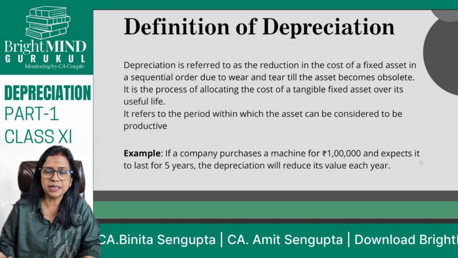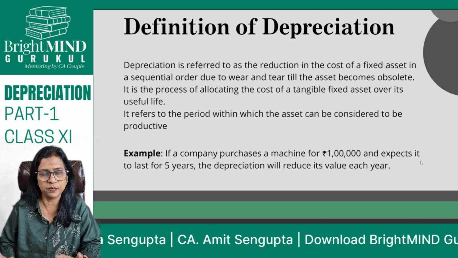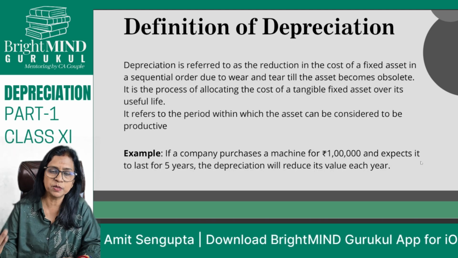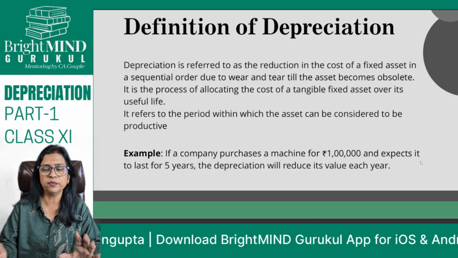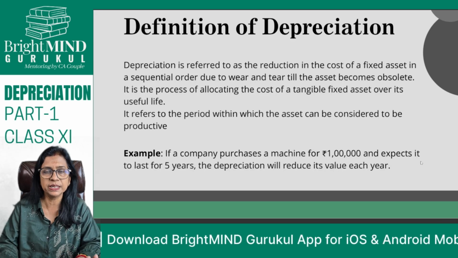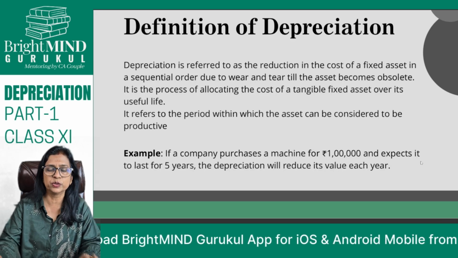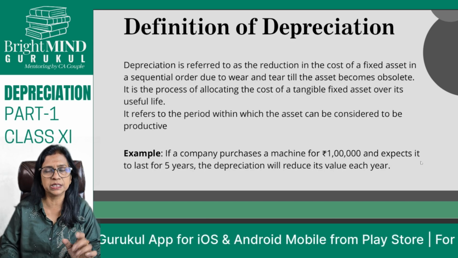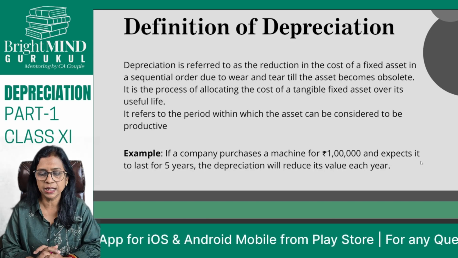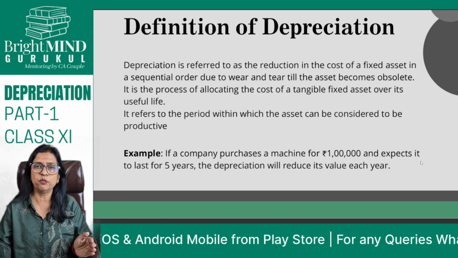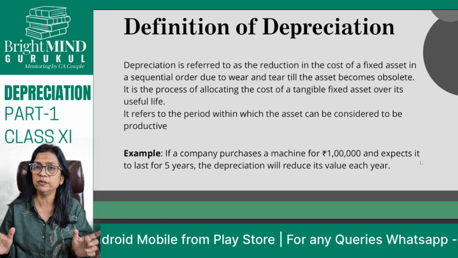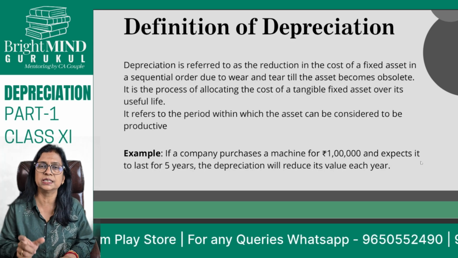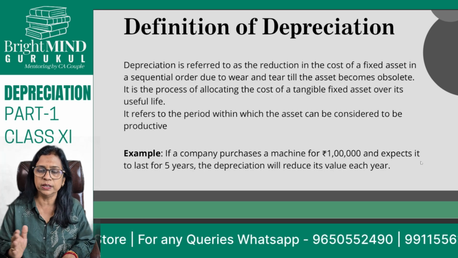So depreciation is referred to as the reduction in the cost of a fixed asset in a sequential order due to wear and tear till the asset becomes obsolete. It is a process of allocating the cost of a tangible fixed asset over its useful life. With an example, if a company purchases machinery for 1 lakh and expects it to last over 5 years, that means over the 5 years this machinery will get reduced. So we have to charge this depreciation equally over the 5 years.